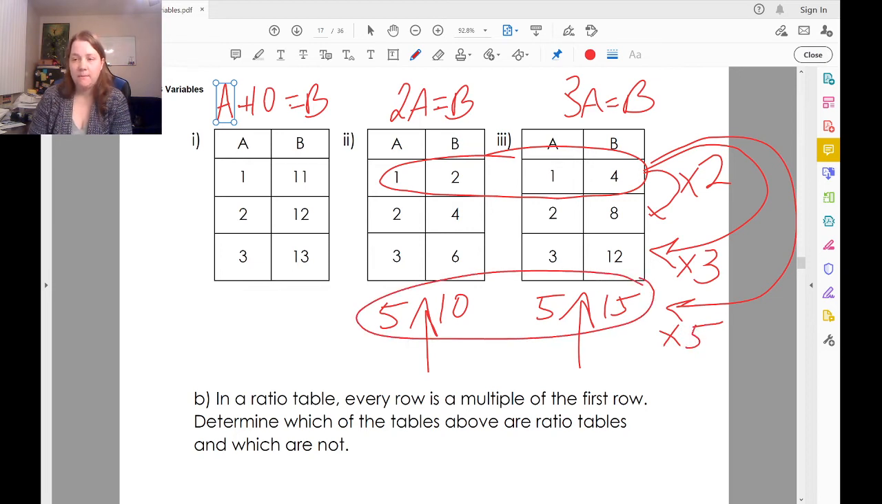to get there. However, letter I is not a ratio table, because if I multiply 1 times 2, I get 2, but 11 times 2 is not 12. So letter I is not a ratio table.